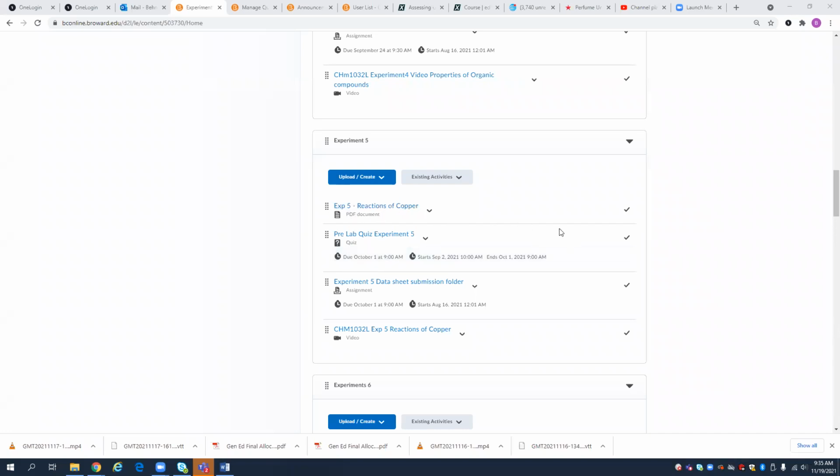Then you have the experiment on reactions of copper. For the reactions of copper, you have multiple steps of the reaction. And with those multiple steps, you were able to indicate what type of reaction it is. Is it a combustion reaction? Is it a combination reaction? What type of reaction do you have?